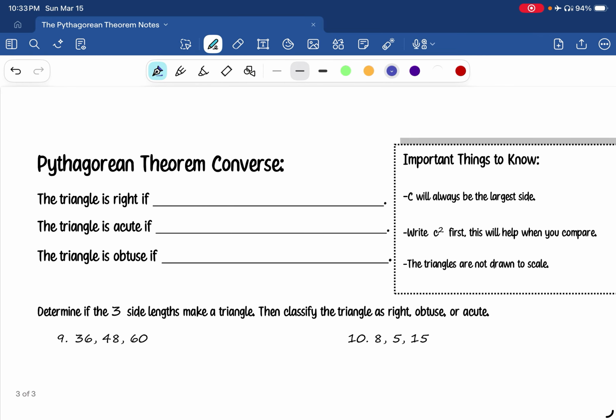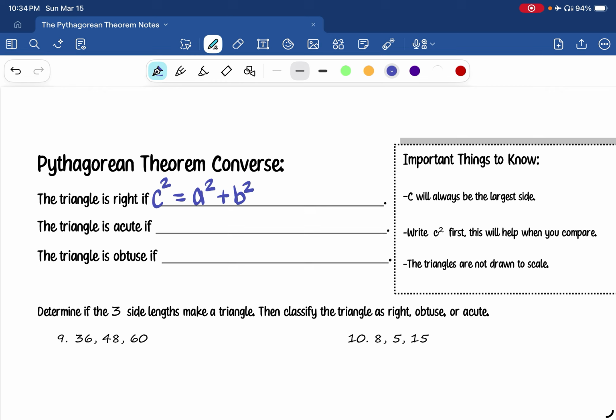Now let's talk about the Pythagorean Theorem converse. So what you need to know about the Pythagorean Theorem converse is the triangle is going to be a right triangle if the Pythagorean theorem works, meaning that if a squared plus b squared is c squared. And what I'm going to do is I'm going to write the c squared first. I'm going to say c squared equals a squared plus b squared. Write it a little backwards here, because what we want to do is we want to compare everything to that hypotenuse. So if c squared exactly equals a squared plus b squared, then we know we have a right triangle.